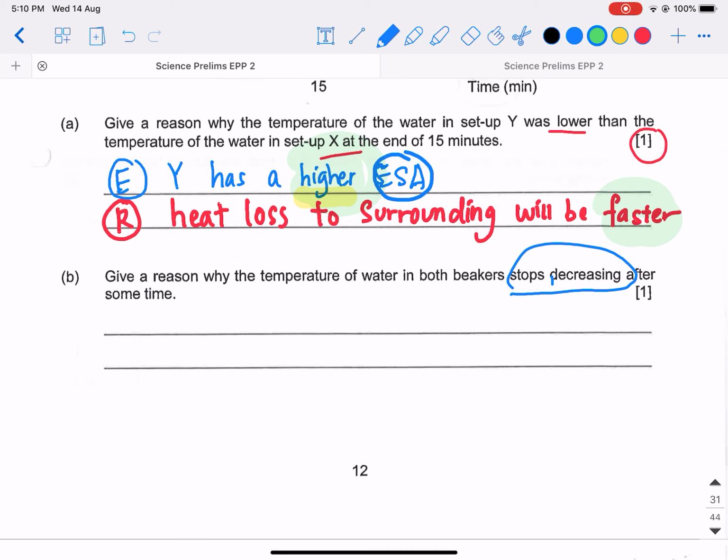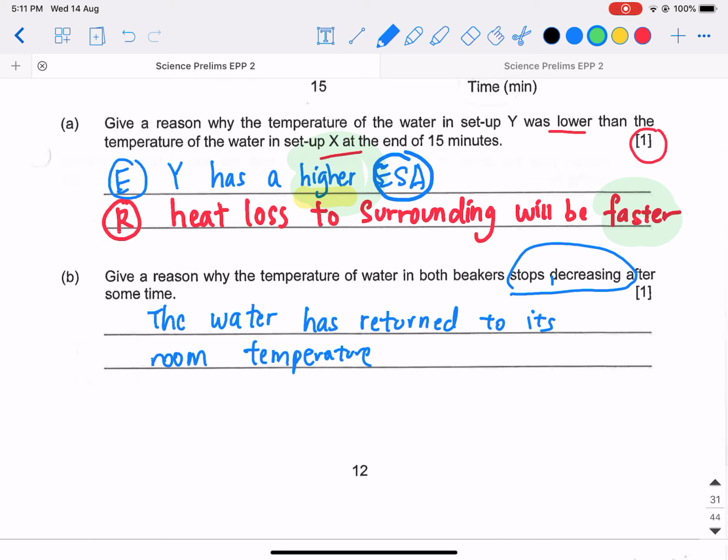So the same idea over here, why does it stop decreasing? Obviously it must have returned to what the room temperature was, right? So if something was being mentioned about room temperature, you are fine. So, the water has returned to its room temperature. With that, you are fine, okay?